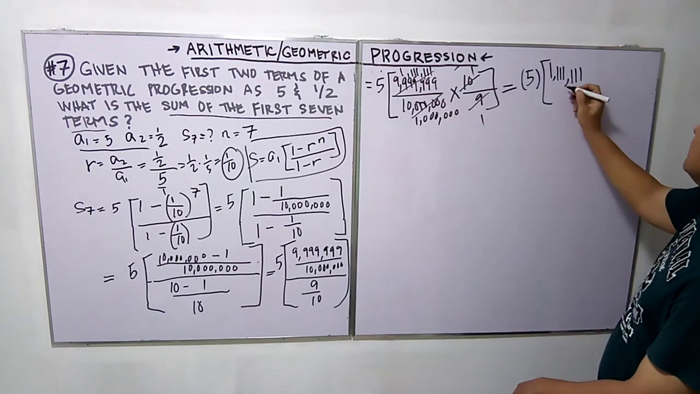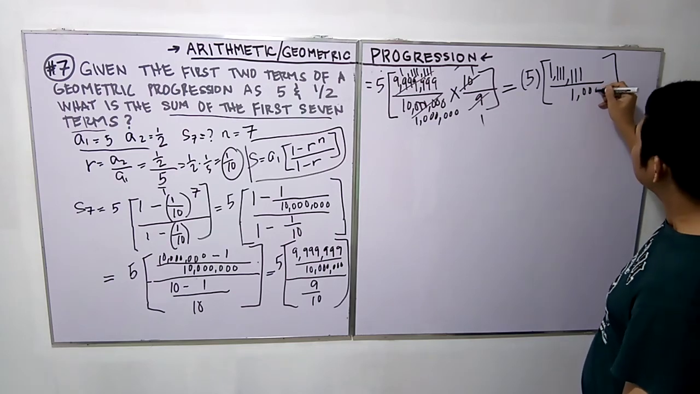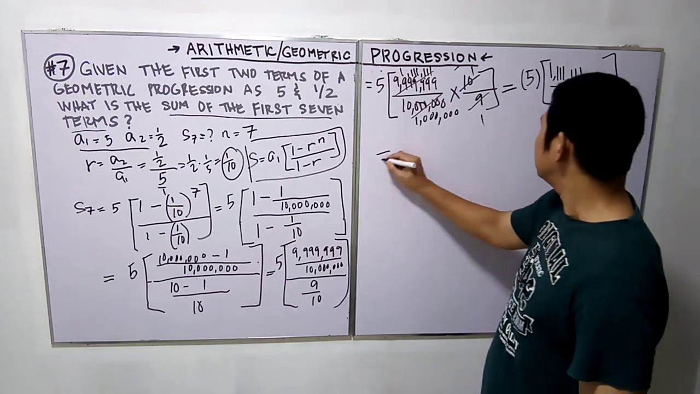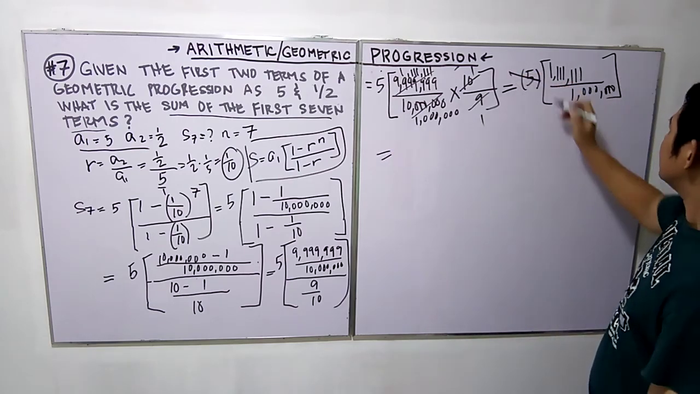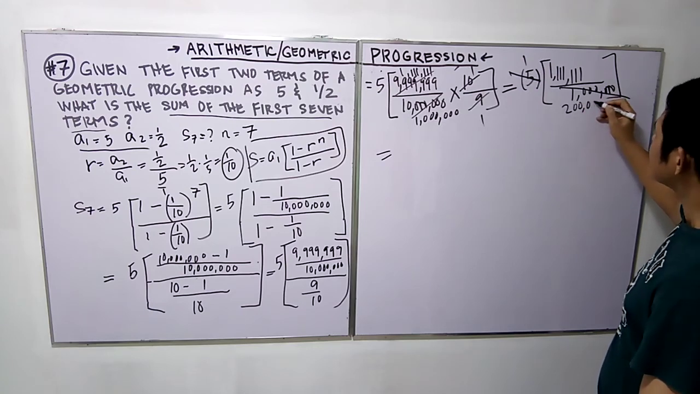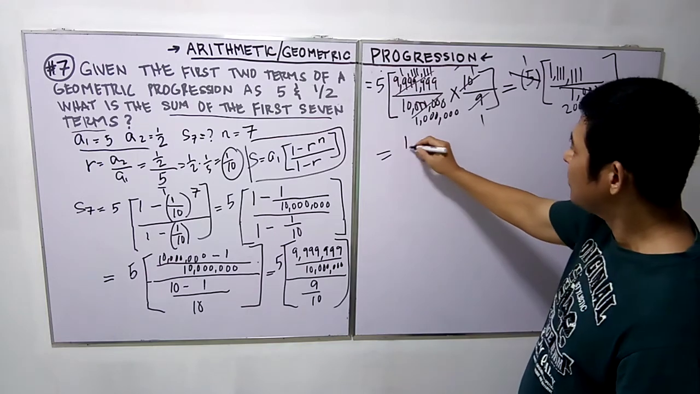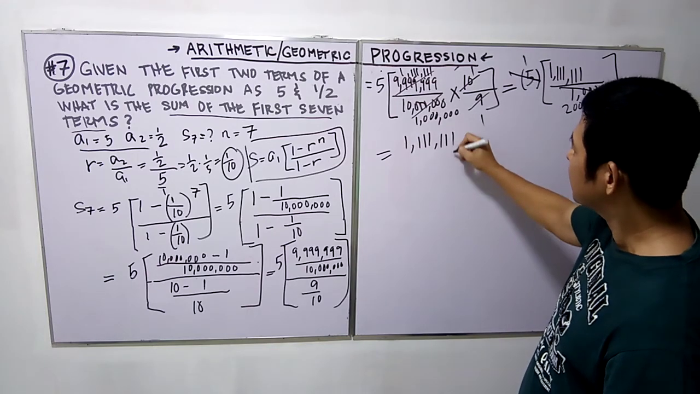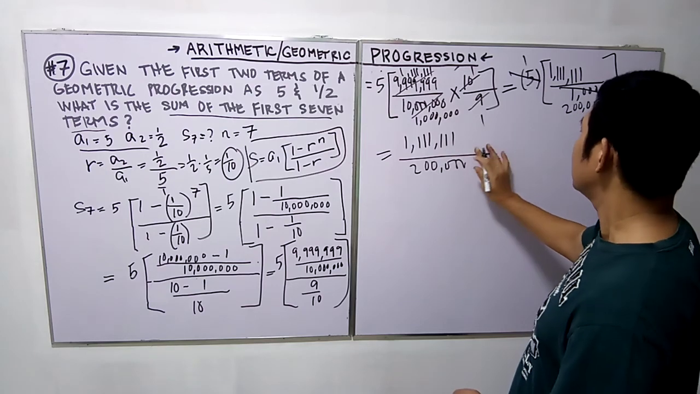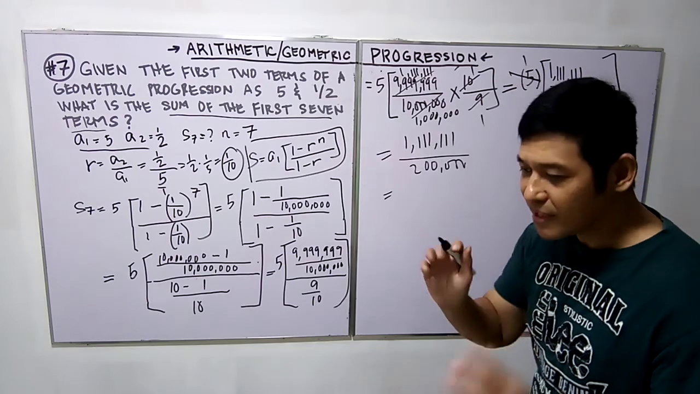So, ang mangyayari niyan, magiging 1 million sa ilalim. Medyo malaki yung mga number, no? Therefore, ito, makakancel ito. Since 5 ito, magiging 1. Ito naman, magiging 200,000. So, sa numerator niya ay matitira yung 1,111,111 divided by 200,000. So, ang final answer ay gamitan na lang natin ang calculator.